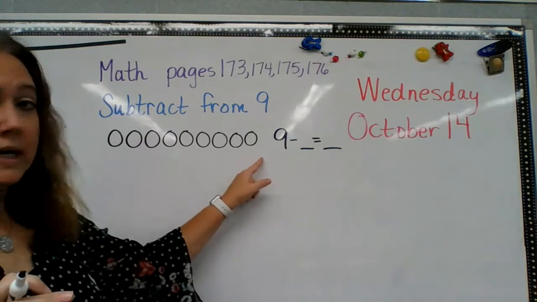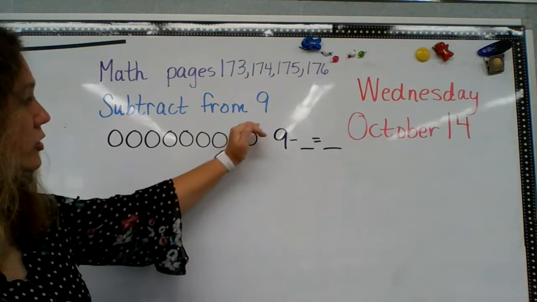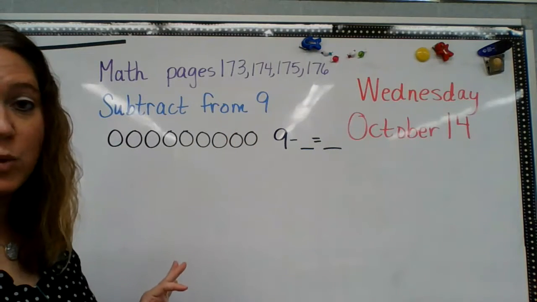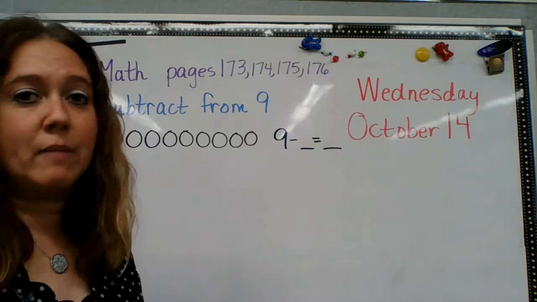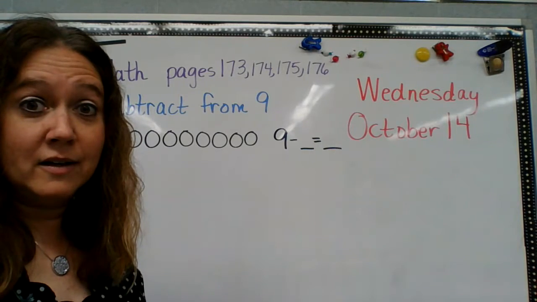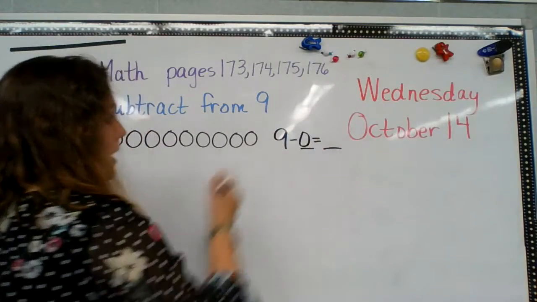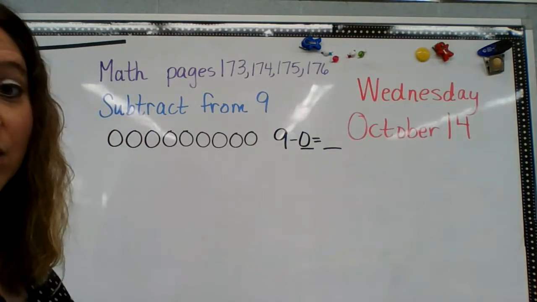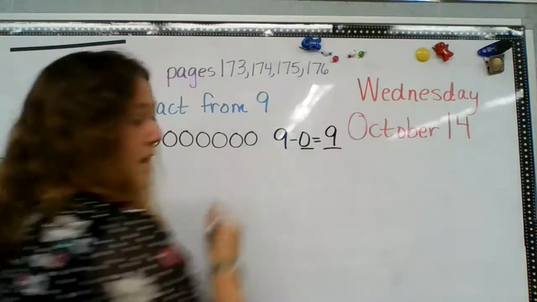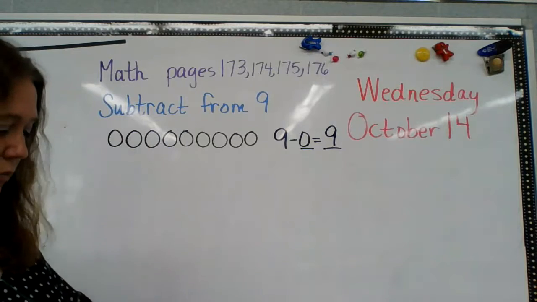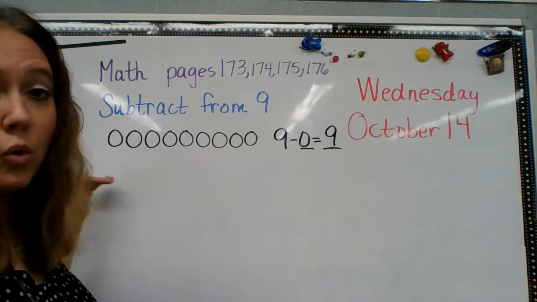The first one, I'm not going to cross off any. If you're using cereal or something, you're not going to take any of them away. And when we take nothing away, what is the number that means nothing? It is 0. So 9 minus 0, how many are left? 9. 9 minus 0 equals 9. When we take nothing away, we still have the whole thing.